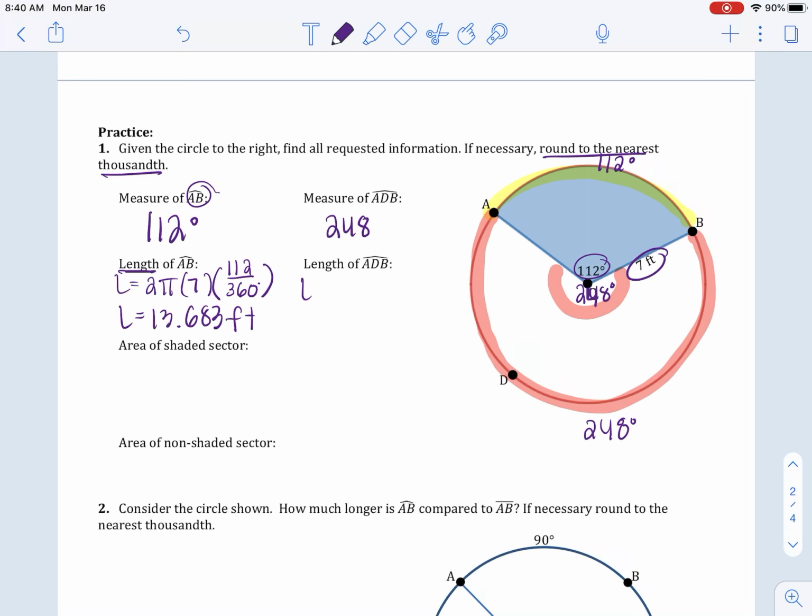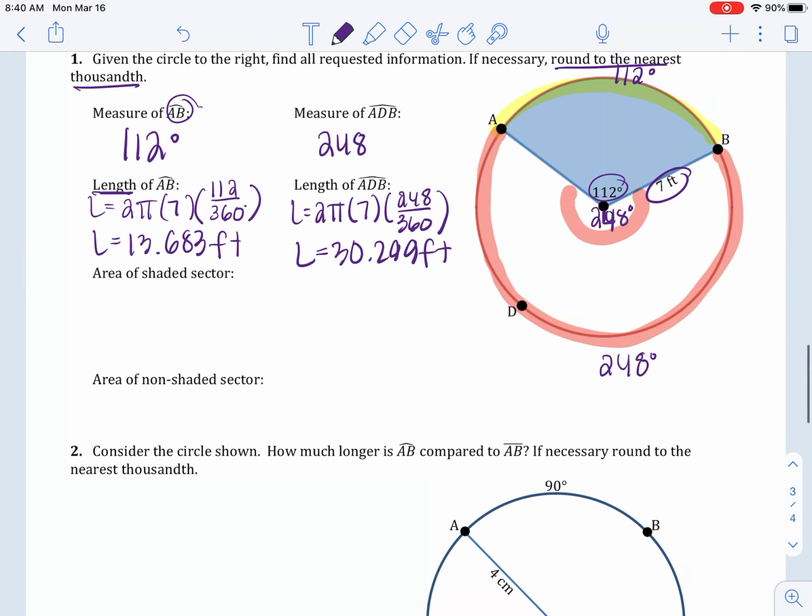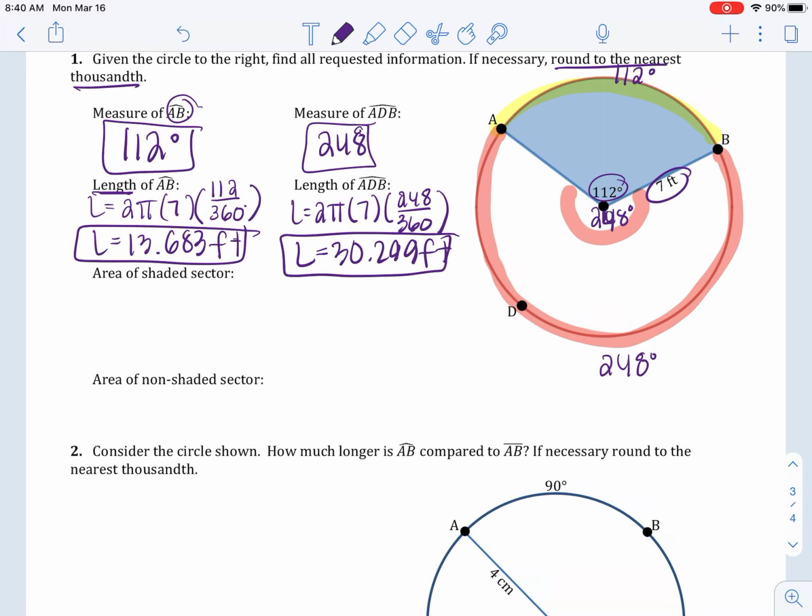Do the same thing for the next one. L equals 2 times pi times 7 times 248 over 360. And you get this length is 30.299 feet. Once again, you can always pause the video and try typing in your calculator yourself to make sure that you're getting the same answer. I'm going to box these also since they are my final answers. Oops, I forgot degrees on that one.